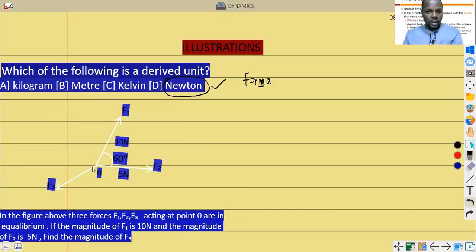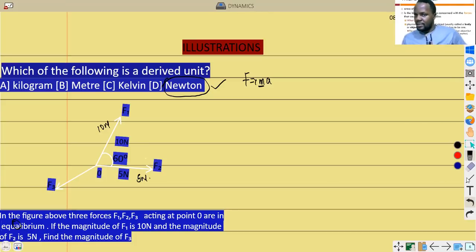The next question is a diagram. I hope students can see this diagram. In the figure above, 3 forces F1, F2, and F3 acting on O are in equilibrium. Forget the spelling, the student that made the slide made a mistake. If the magnitude of F1 is 10 Newton, let me help you write it, and the magnitude of F2 is 5 Newton, then find the magnitude of F3.